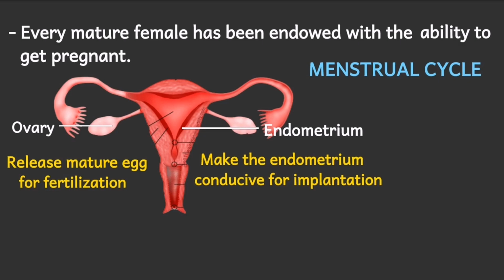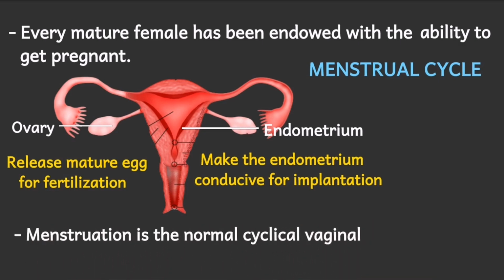Now, in the event that the egg released is not fertilized because there is no sperm, the endometrium, which was prepared for implantation, breaks down and comes out as menstrual blood. And this occurs every month when there is no fertilization. And so menstruation is a normal cyclical vaginal bleeding due to shedding of the endometrium.